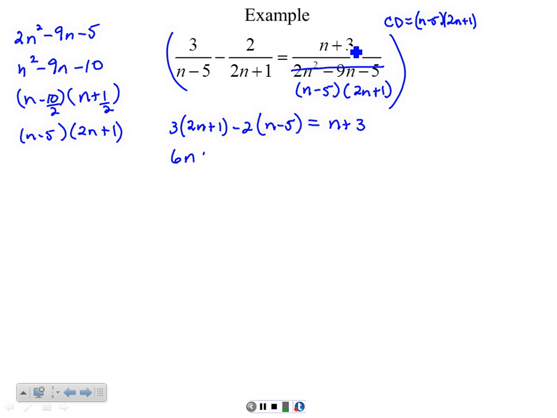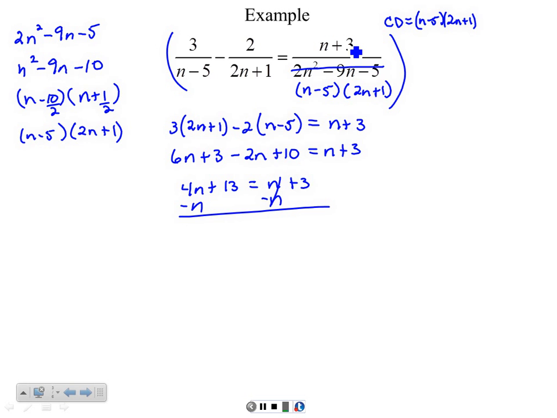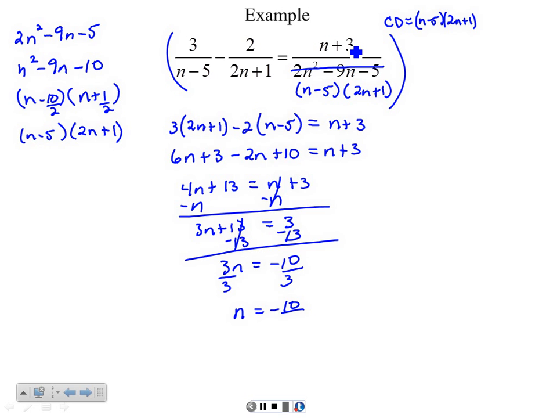So we'll have 6n plus 3 minus 2n plus 10 is equal to n plus 3. Combine like terms, and we'll have 4n plus 13 is equal to n plus 3. So let's move this n over to the left, and so we'll have 3n plus 13 is equal to 3. And then if we subtract 13 from both sides, we'll have 3n is equal to negative 10. Divide by 3, and we have n is equal to negative 10 thirds.